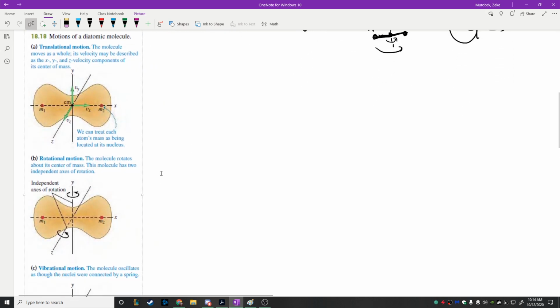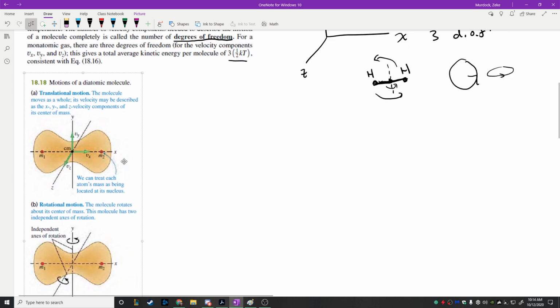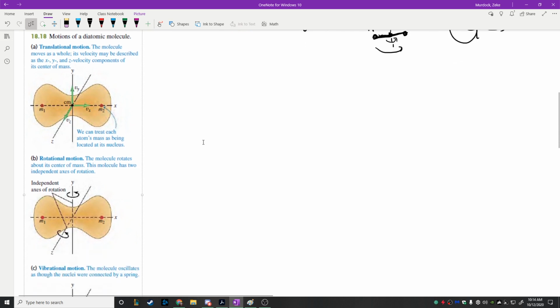I don't think I can get these all on the same screen, so we'll go through them one at a time. So this is the motions of a diatomic molecule. And we look at its center of mass, and the center of mass can be moving in the x direction, the y direction, or z direction. That gives us the 3 that shows up right here. But then we also have what Cam is saying, that there's rotational motion as well. The molecule rotates about its center of mass.